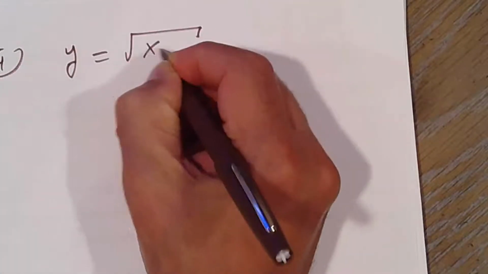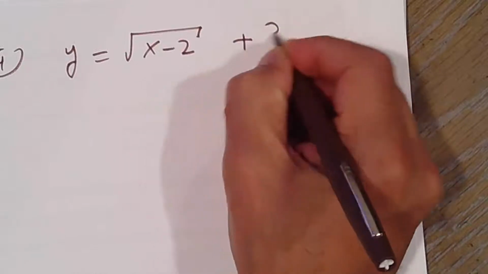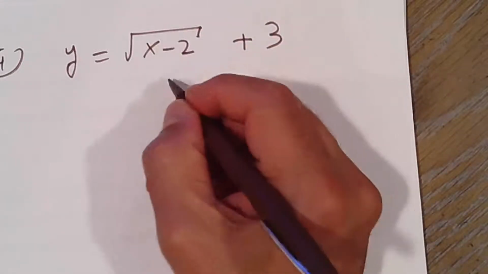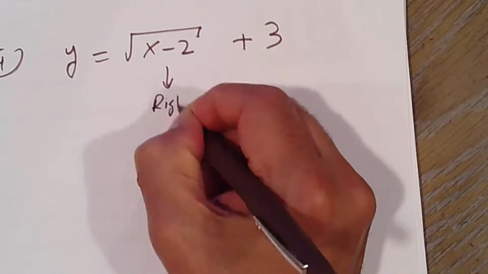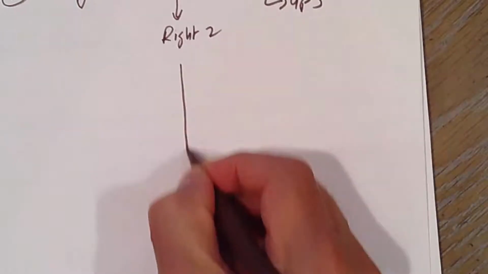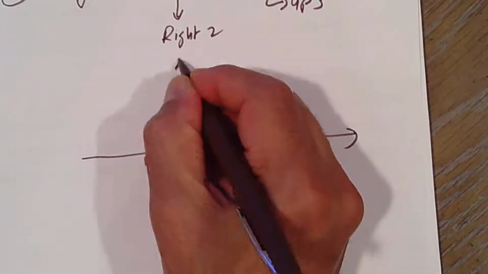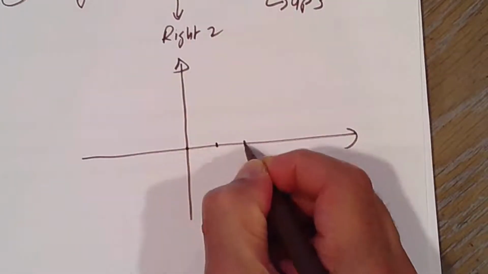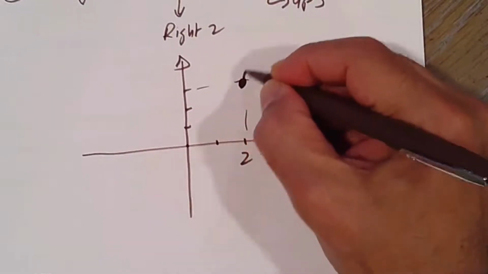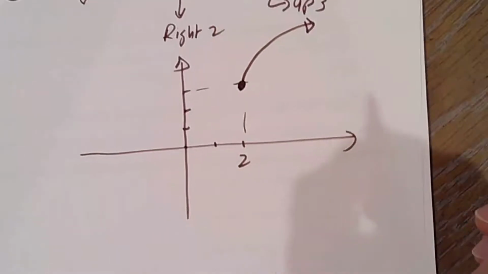Number 4. If you have y equals square root of x minus 2 plus 3. So there's a shifting inside the square root, which is right 2. It's opposite to the sign. And this is up 3. So we start at 0, 0. We go right 2, up 3. And we copy and paste the basic graph.